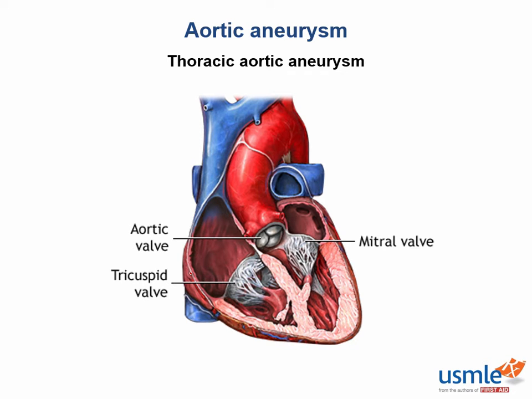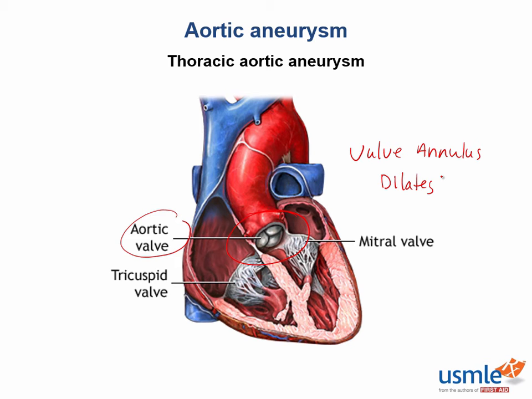Now, what about if you dilate the thoracic aorta? What do you think would happen there? Well, if you dilate the thoracic aorta, you're going to end up dilating the aortic outflow tract, as well as the aortic valve annulus. So what do you think happens to the aortic valve? Well, it begins to spread apart, and you develop an aortic regurgitation murmur.